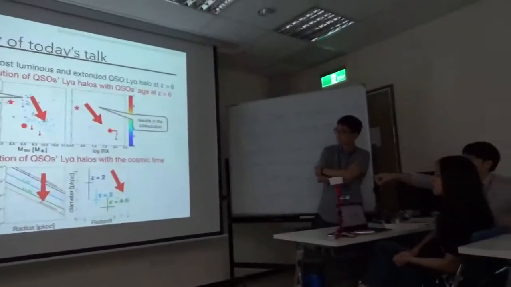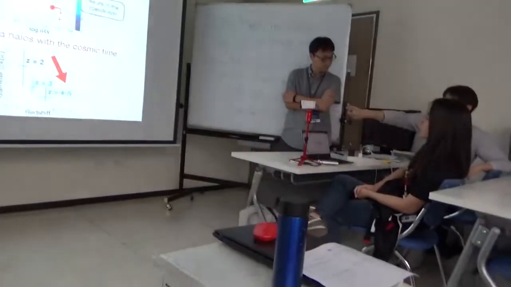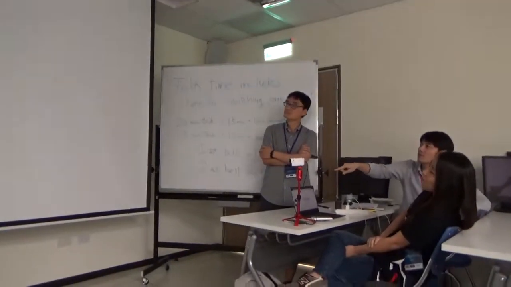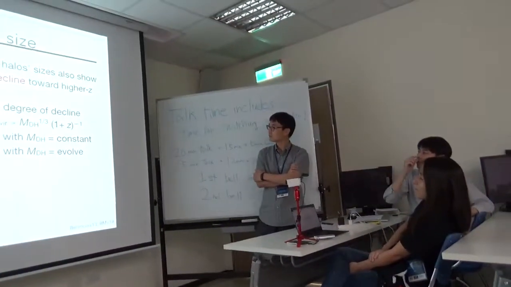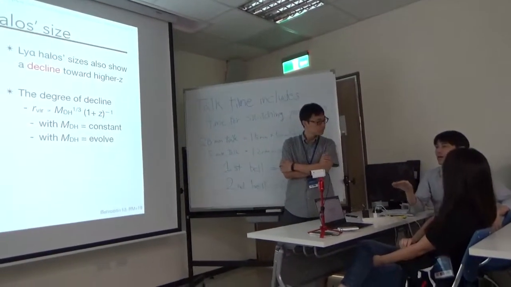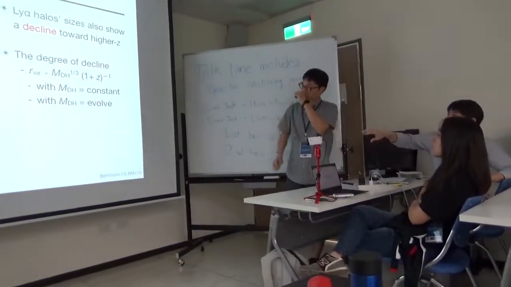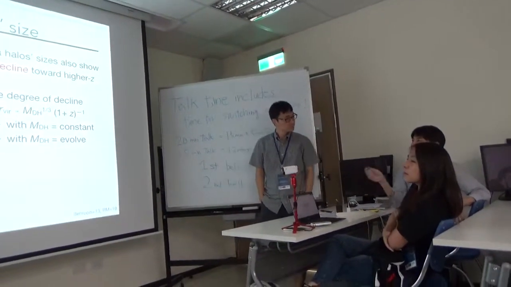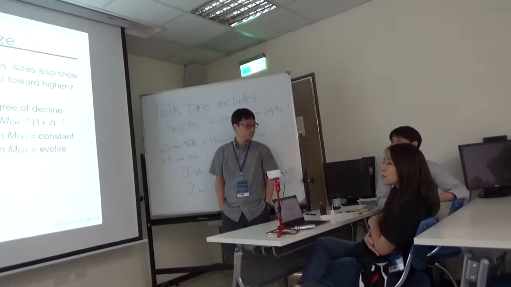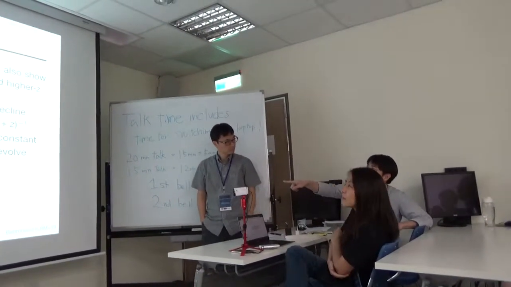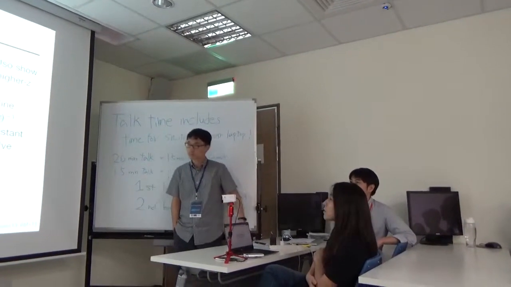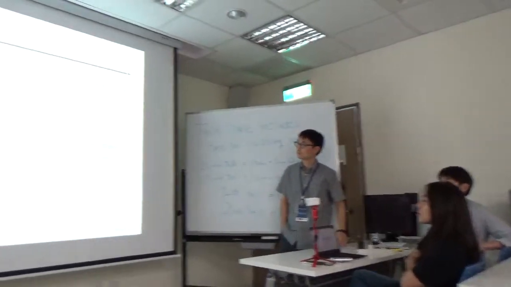I have a question about the halo mass. You showed 2 different models: one is the constant halo, and the other is evolution. I still just want to know what you mean by evolution. Because according to hierarchical structure formation, at very high z, very massive dark matter halos are very rare, while at low z there are a lot of massive dark matter halos. So is this evolution just due to the evolution of dark matter halos, or is it related to the host quasars?